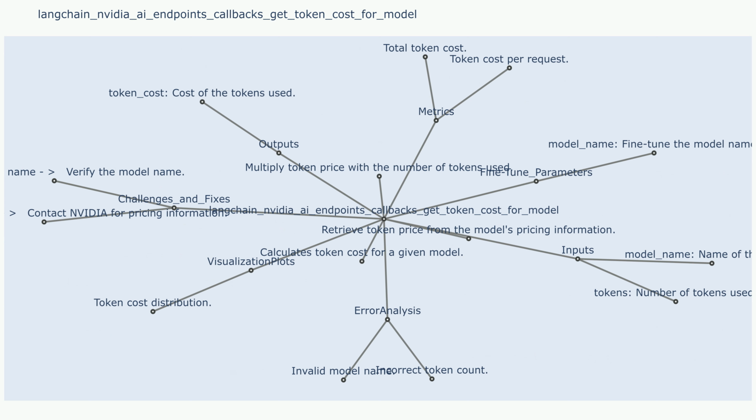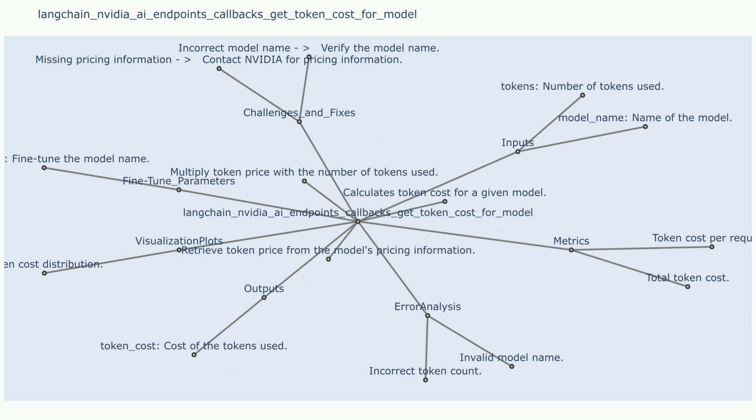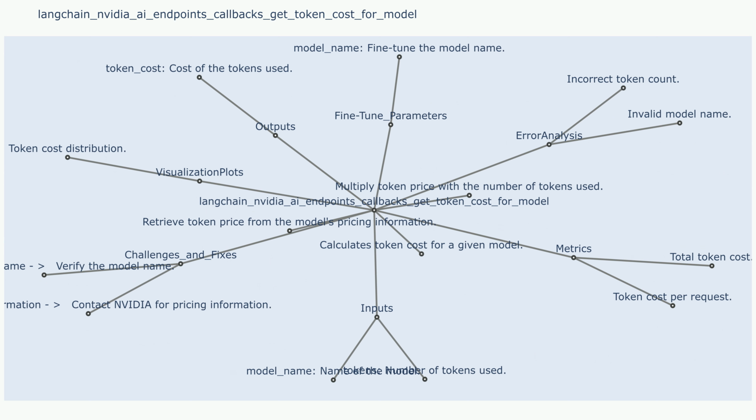Inputs. Prompt: the text input provided to the language model. Model name: the name of the language model being used. Outputs. Token count: the number of tokens present in the input prompt. Cost estimate: the estimated cost of using the specified language model for processing the provided prompt.